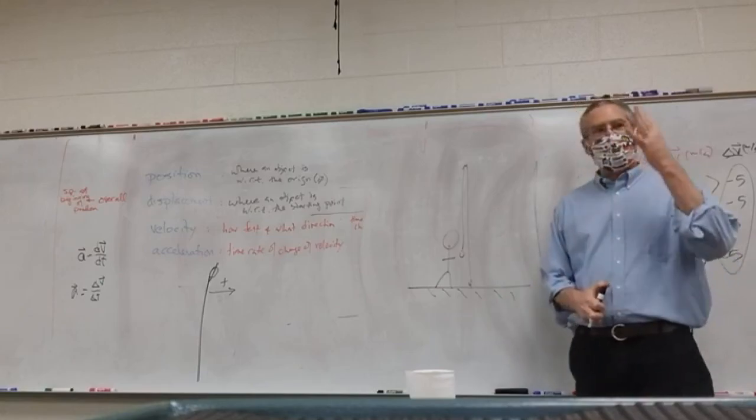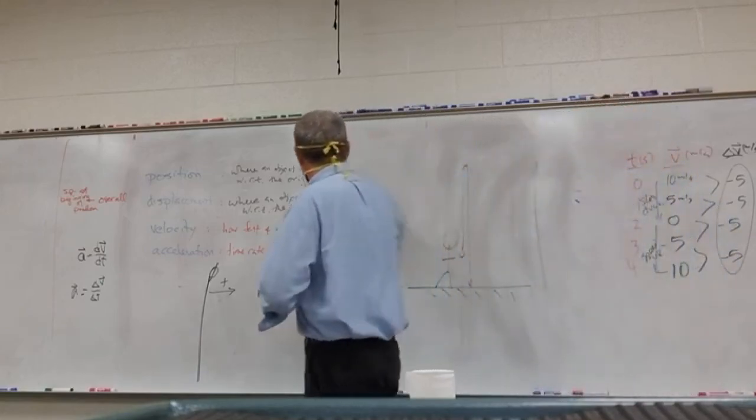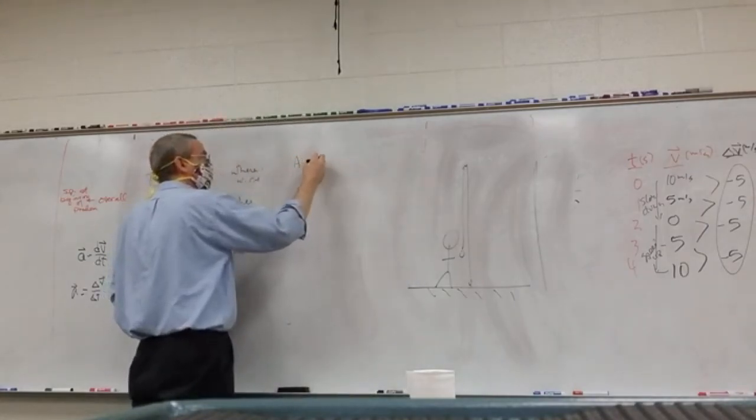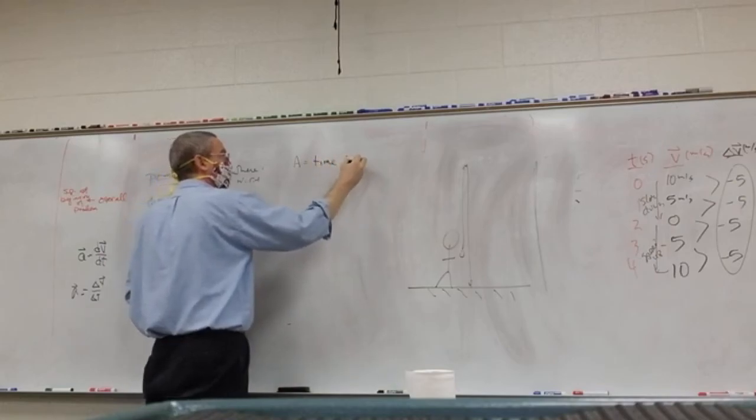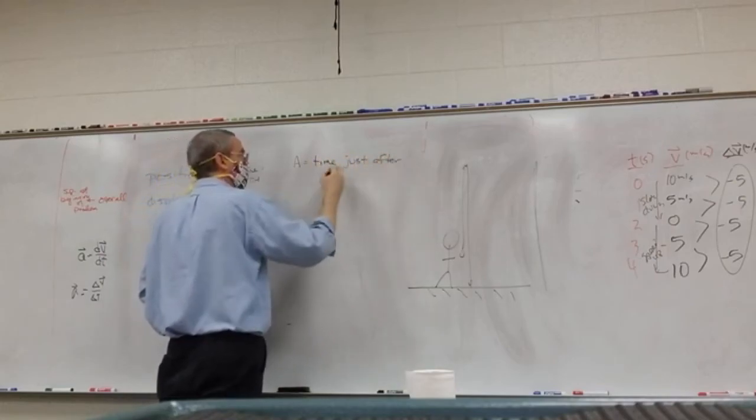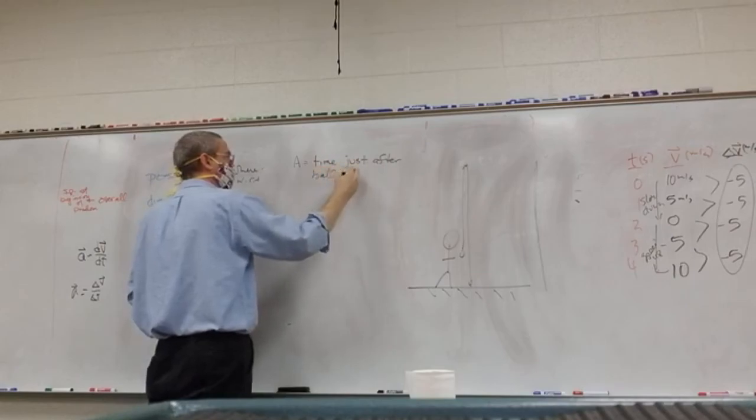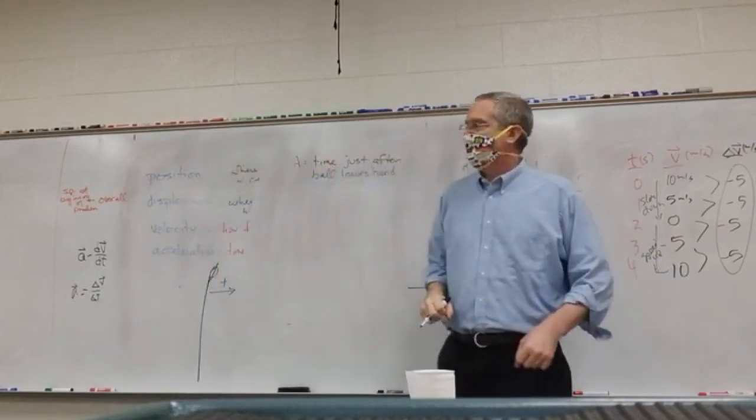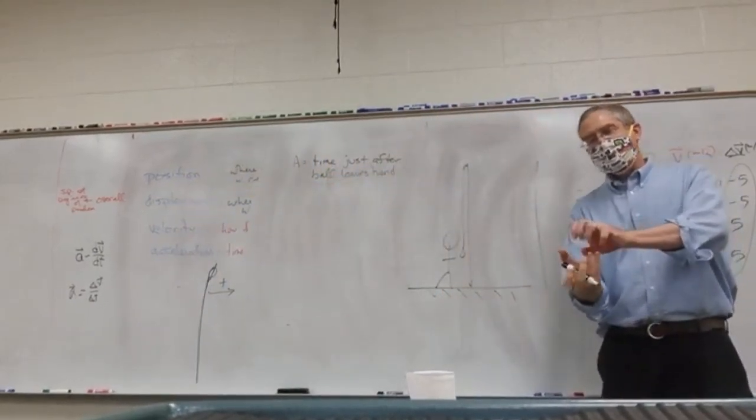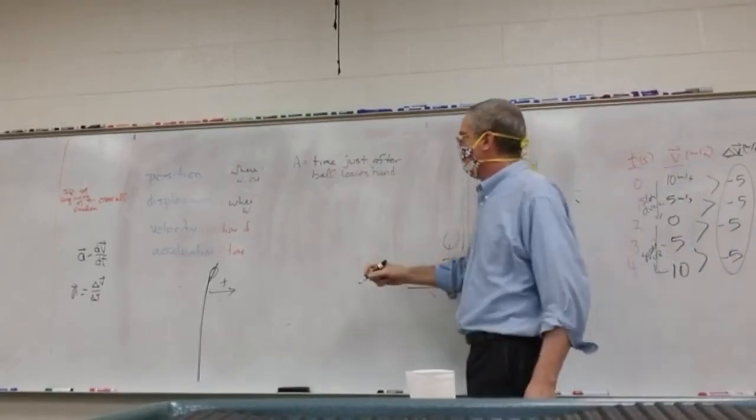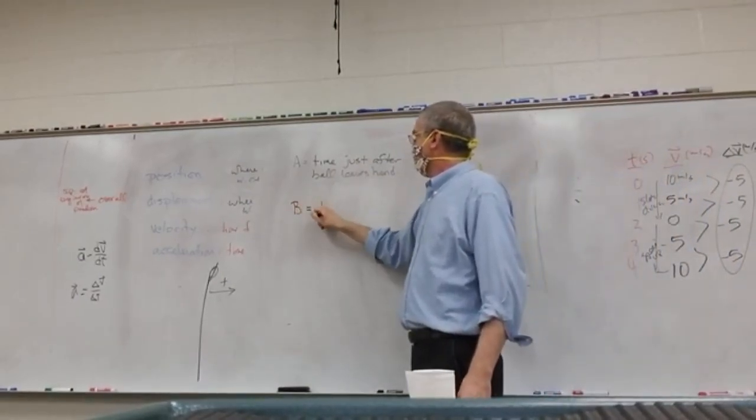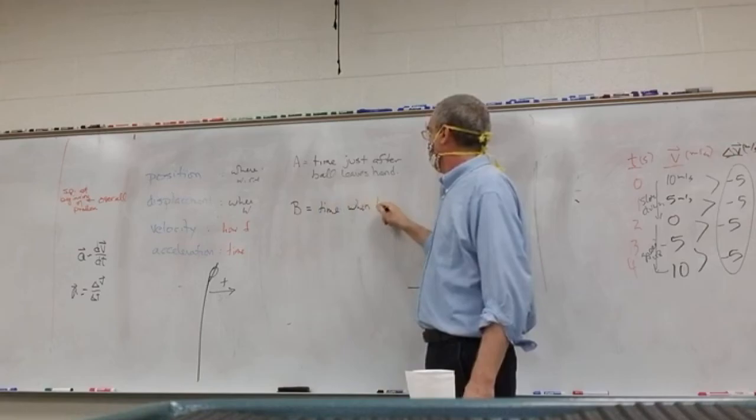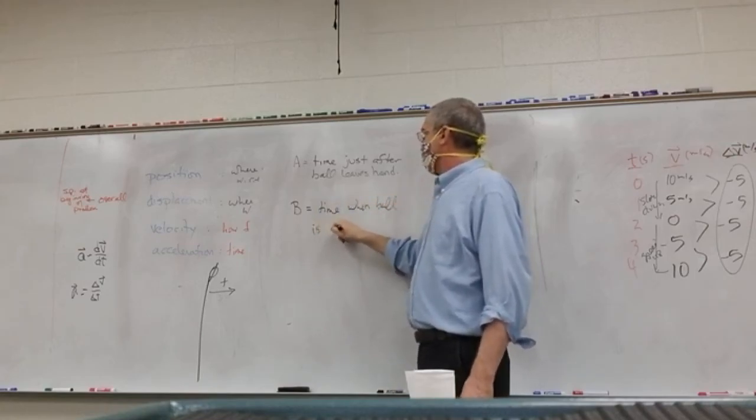I'm going to define 4 times here. A, time just after ball leaves hand. So as soon as the ball leaves the hand, that's when time A is. Time B. B is the time when ball is at the peak.